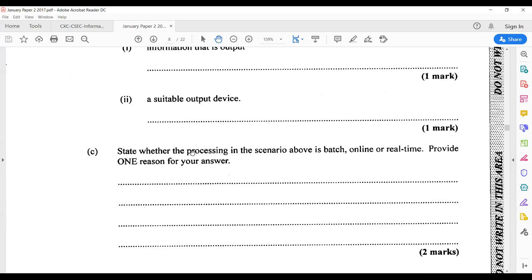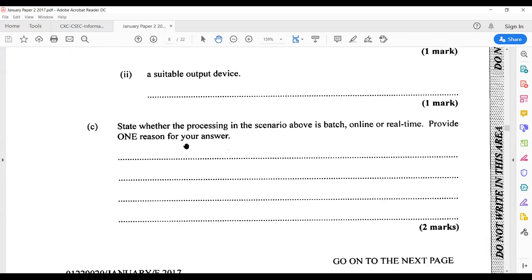Now, part C, right? State whether the processing in the scenario above is batch, online, or real time. Provide one reason for your answer. So it's real time? Yes, it is real time. Now, if you have to give a reason for that, what would you give? Because like a sensor and stuff, you don't get out online yet.